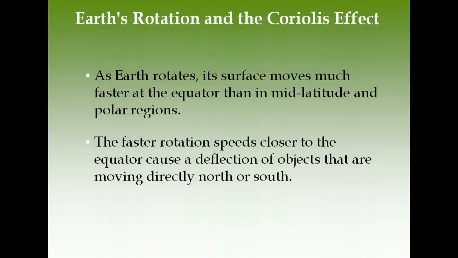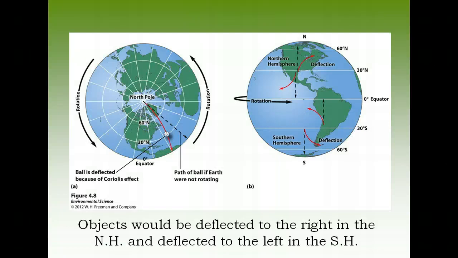So what that means, though, is that the faster rotation speeds closer to the equator will cause a deflection of objects that are moving directly north and south. So imagine this. If you're looking down on the Earth, as in the left picture, the Earth is spinning counterclockwise, okay? It rotates counterclockwise. Now, if I was standing at the North Pole and I threw a baseball, it would be deflected to the right in the Northern Hemisphere.